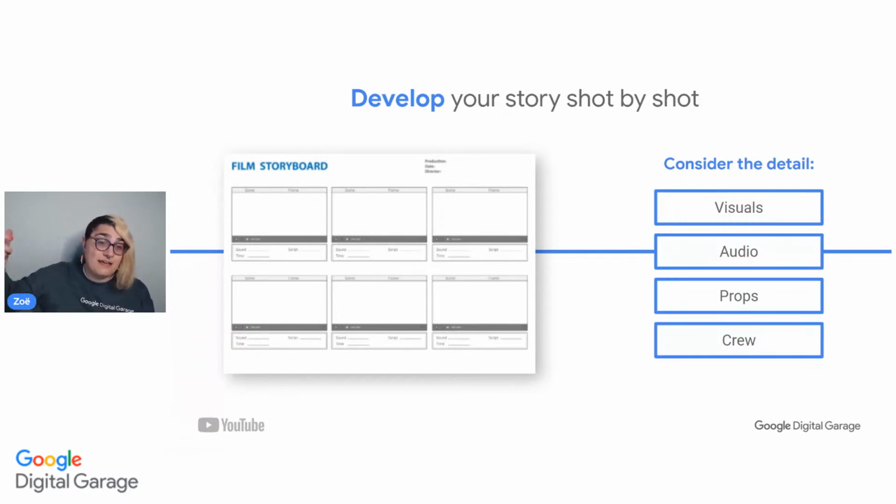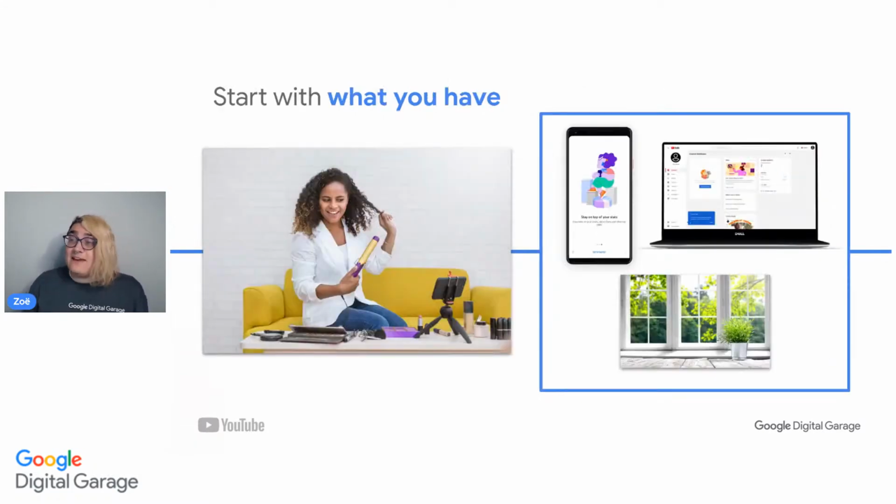You wouldn't be able to do the whole thing holding the camera yourself. So think about the crew that you might need as well. Now, speaking of cameras, you can start out with pretty much what you've already got. A lot of people might think that you need something fancy, something elaborate to film a YouTube video. But actually, a lot of the things you already own are going to be perfectly good.